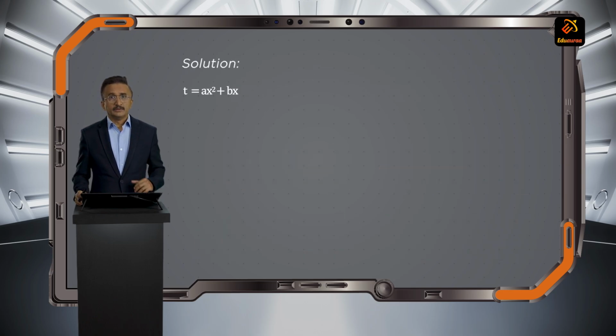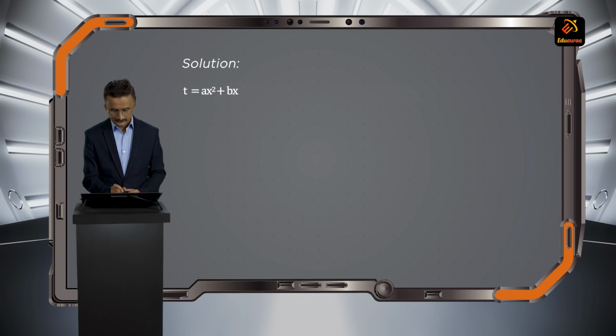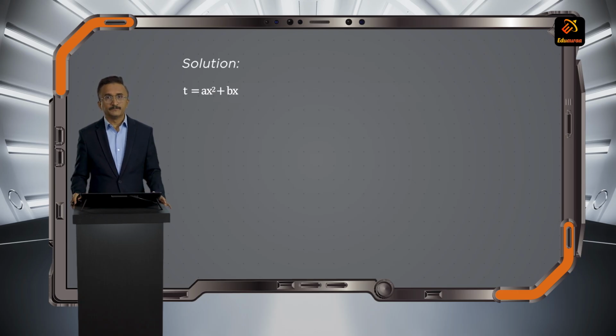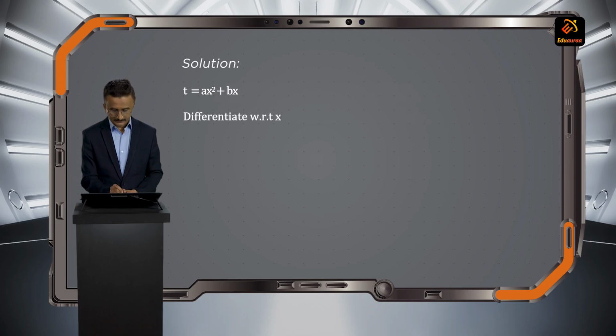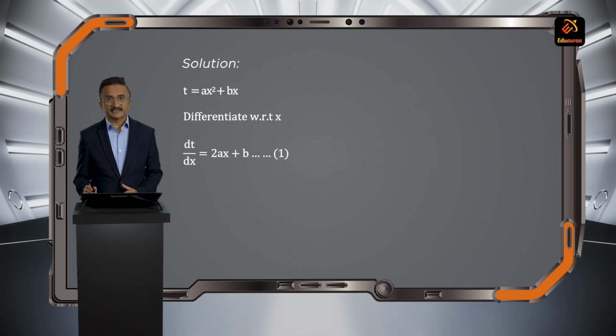So what is given? The relation between the time and the distance is given. So I can write down t is equal to ax square plus bx. Okay. So now I am going to differentiate this term with respect to x. So dt by dx is equal to 2ax plus b. So this is my equation number 1.